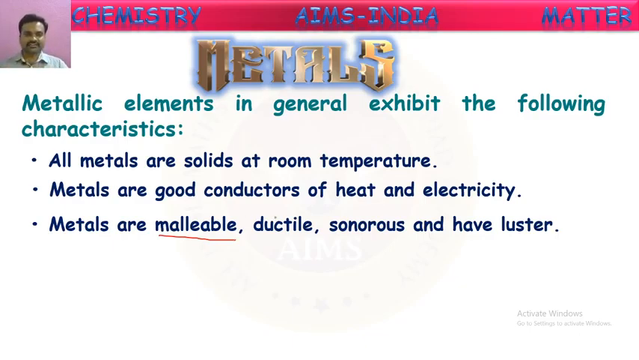Next one, ductile. Ductile is a special property of metals by which they can be drawn into thin wires. If you observe the electrical wires in our homes, they contain brown colored wires which pass electricity. Those wires are made up of copper, and there copper metal is made into thin wires. That property by which metals are made into thin wires is called ductility. So metals have this ductile property.